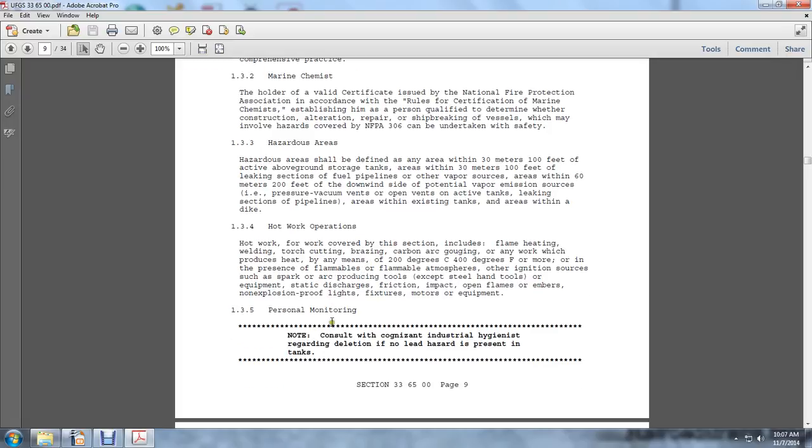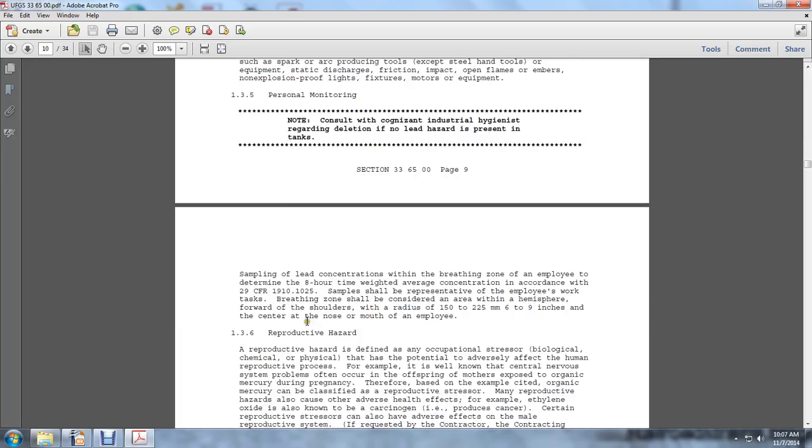1.3.5 Personal Monitoring. Consult with the cognizant industrial hygienist with regard to lead, to determine if any lead hazard is present in the tanks. Sample the lead concentration within the breathing zone of an employee to determine the 8-hour time-weighted average concentration in accordance with 29 CFR 1910.1025. Collect samples from representative employees working in the tanks, within the breathing zone, considering an area of a hemisphere forward of the shoulders with a radius of 150 to 250 millimeters (6 to 9 inches) centered on the nose or mouth of the employee.